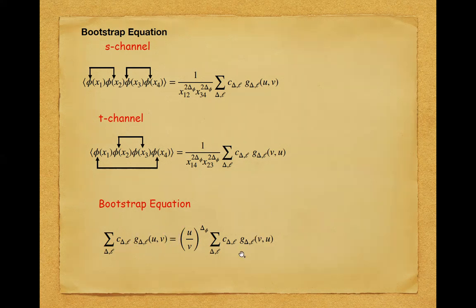The only part that depends on the theory is this C_{Δ,L}, that is the 3-point OPE coefficient. And of course, when I say that this part is completely fixed, what I mean is that the functional form of this is completely fixed, but you don't know what the specific values of Δ and L in your theory are, right? So that is what comes out of the computation.